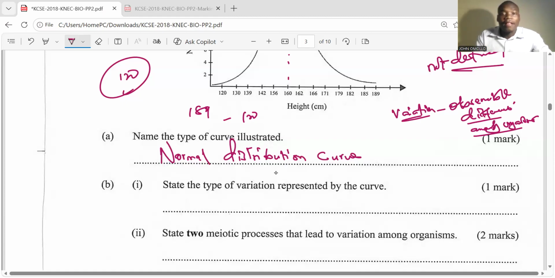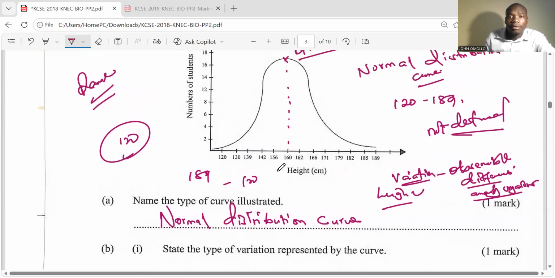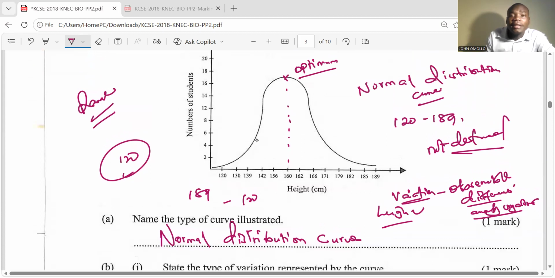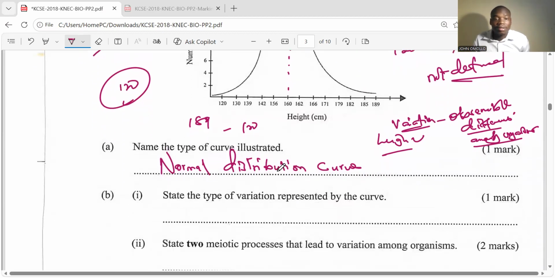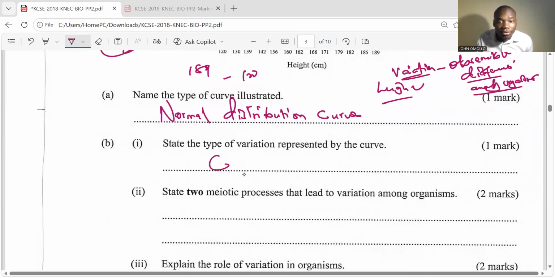Are you seeing that? Now, when you talk about height, that is a continuous variation. See how the curve is continuing. Right from 120, the height increases up to the optimum, and then it continues to decline again. So that is continuous variation. There is no defined range, but rather there is a wide range. Are you getting that? That is continuous. So continuous variation.